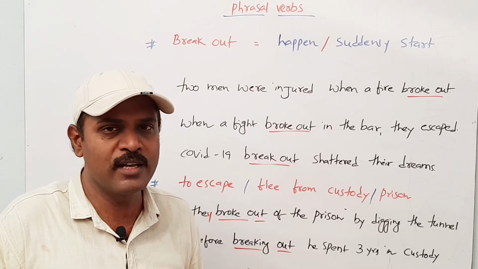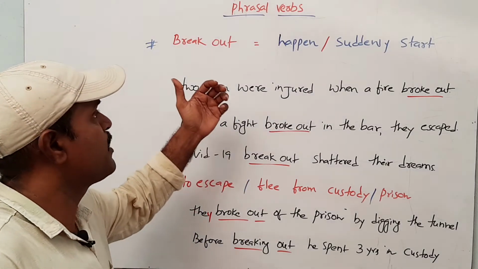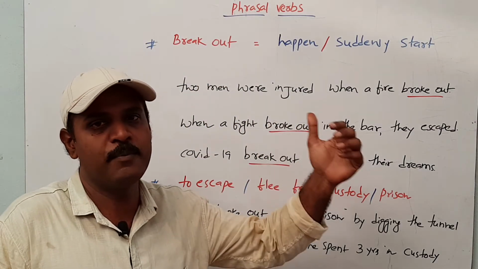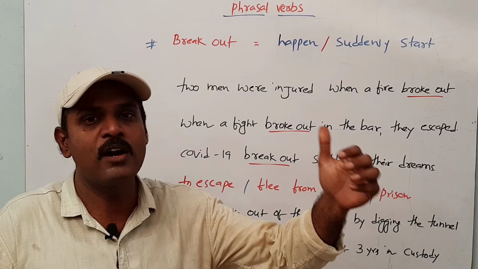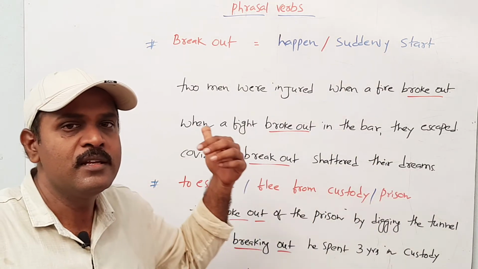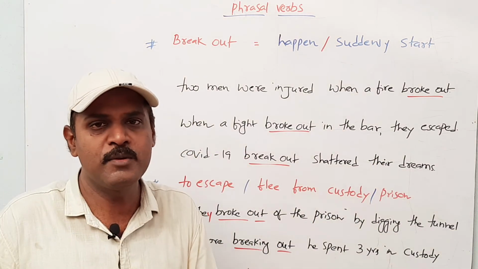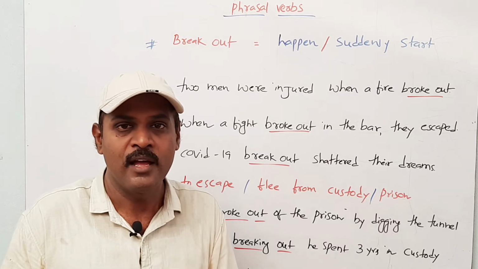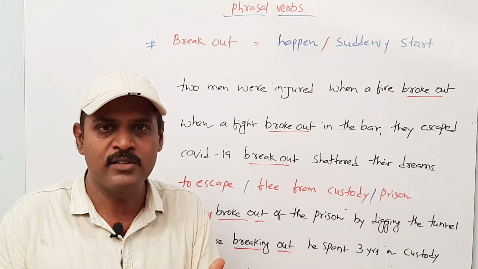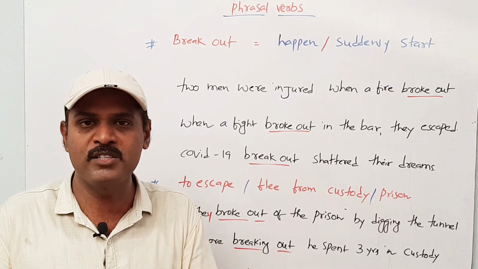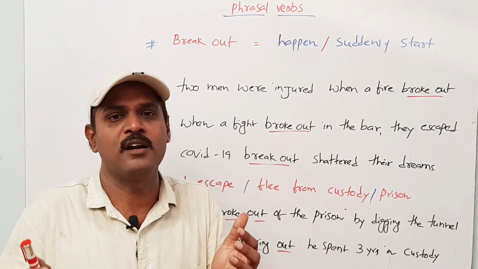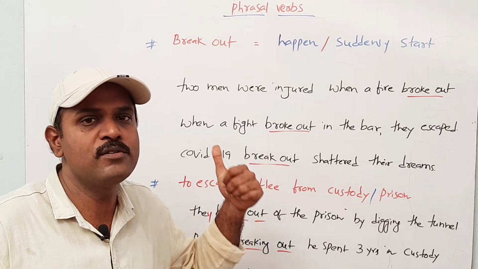Now we are going to look at another phrasal verb, that is breakout. Breakout means happens, takes place, starts suddenly. Usually, the phrase breakout is used at the time of any calamity, natural disaster, an accident, any fight, any commotion, any argument that suddenly starts. At that point of time, we have to use breakout.